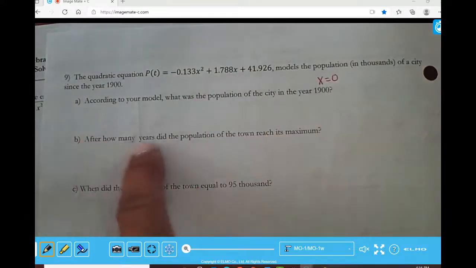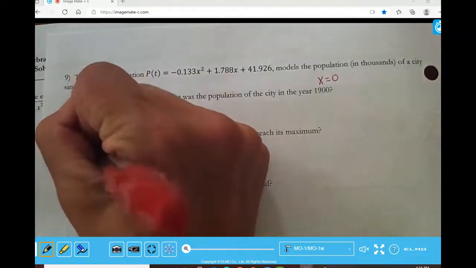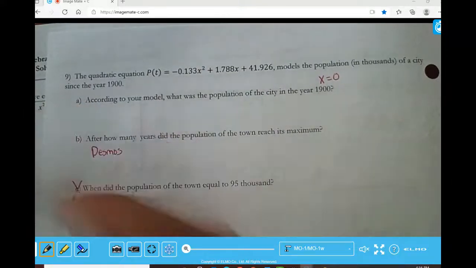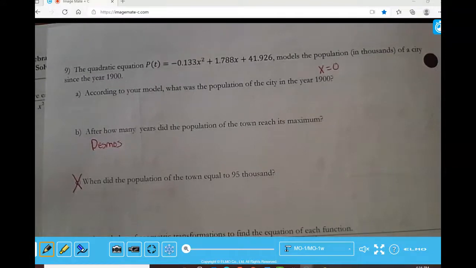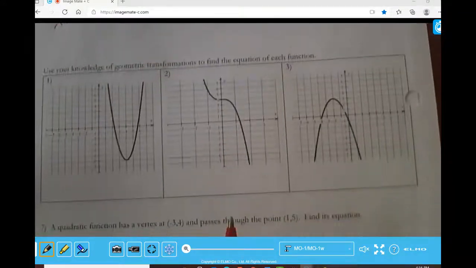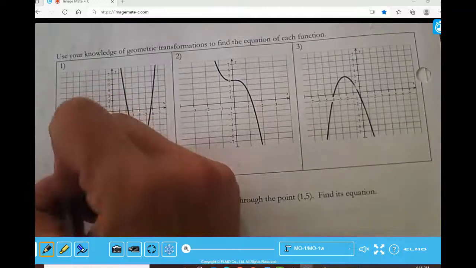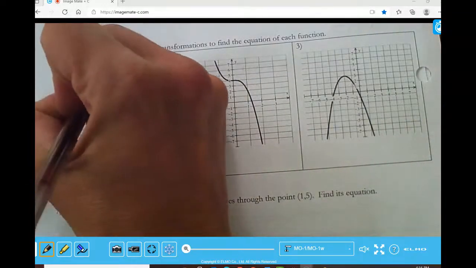Now, after how many years did the population of the town reach its maximum? Here, go to Desmos and see where to look. And then I just actually want you to take C off because 95,000 is not a correct number that would work in this problem. All right, finally, we should look at re-practicing writing these equations. I'm going to take the one that's a quadratic, and just remember we're going to be putting this into vertex form. We did this the other day.